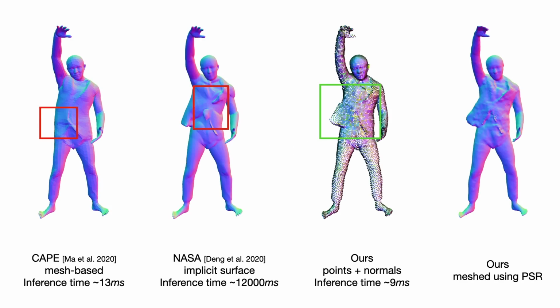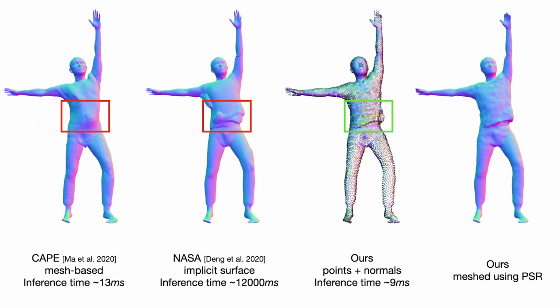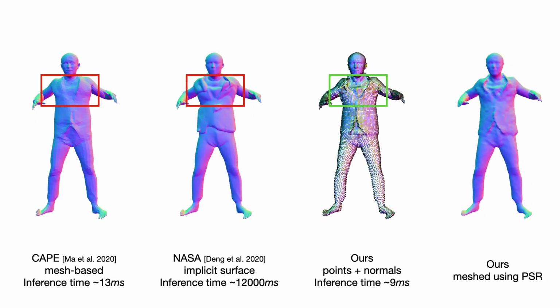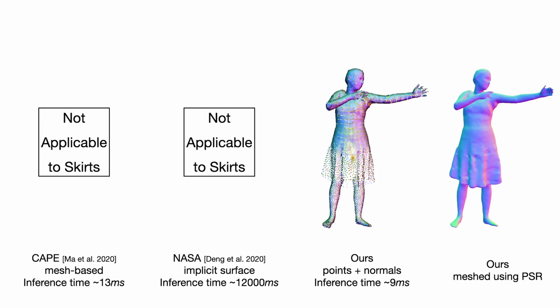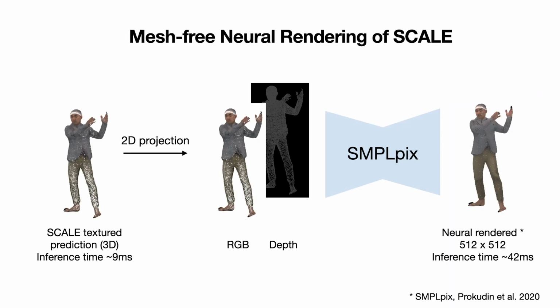CAPE learns parametric mesh models from registered templates and has difficulty modeling topological change. NASA uses an implicit surface representation, supporting various topologies, but it often suffers from ghosting artifacts, requires watertight meshes for occupancy training, and takes cubic time and space to evaluate the occupancy values. SCALE, on the other hand, learns a model from point clouds and supports fine-grained clothing deformations with topological changes. The dense point cloud can be directly rendered into realistic images using a state-of-the-art neural renderer called SimplePose. For more details, please refer to the supplementary text.